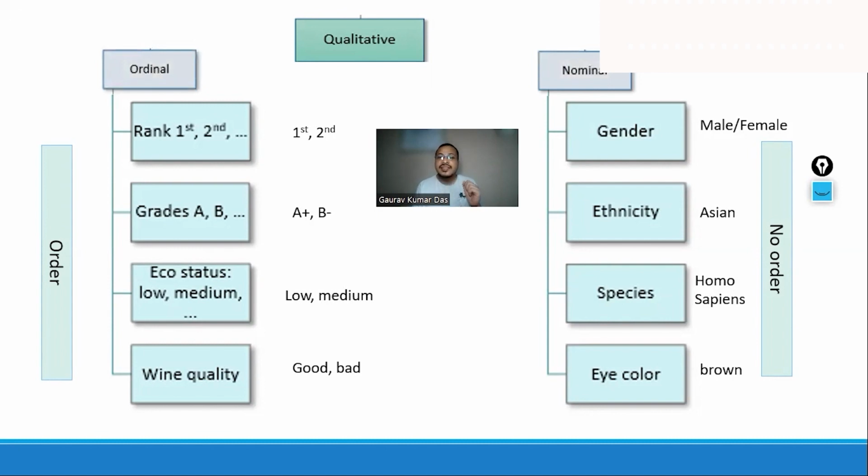On the right hand side, you will see there is no order. Ethnicity, male and female. Who is superior? No one. Right? Everyone is equal. Ethnicity, everyone is equal. Homo sapien species, everyone is equal. Eye color, brown, black, blue, whatever it is, they do not have any order. That is why they are called nominal. So whatever data set has an order to it and is a string in nature is called ordinal, and the vice versa is called nominal.